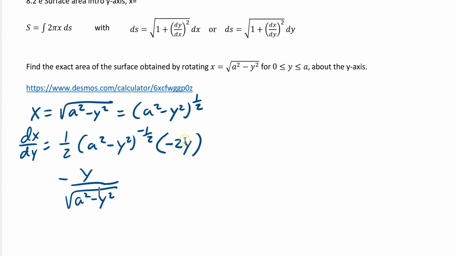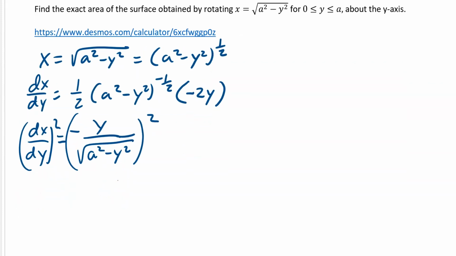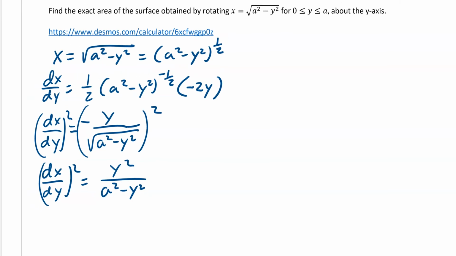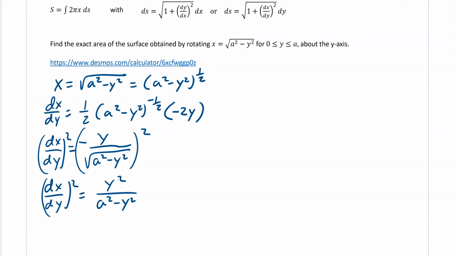The 2's cancel, and we end up with negative y over square root a squared minus y squared. Let's double check this. The 2's cancel, y goes on top, that goes on the bottom with a square root. And we're putting this with a square root because the next step is to square it. So after we square it, we're going to end up with (dx/dy) squared equals y squared over a squared minus y squared.